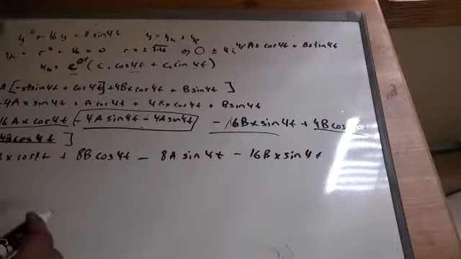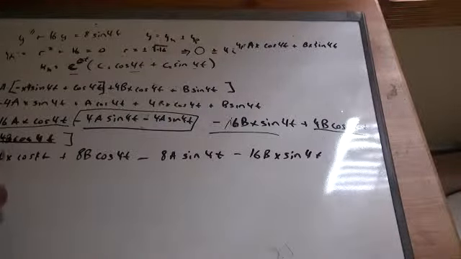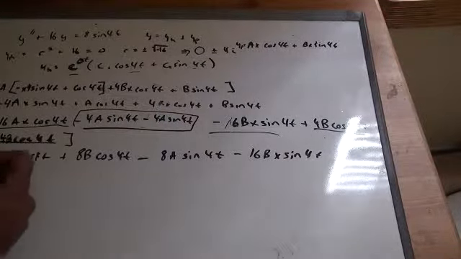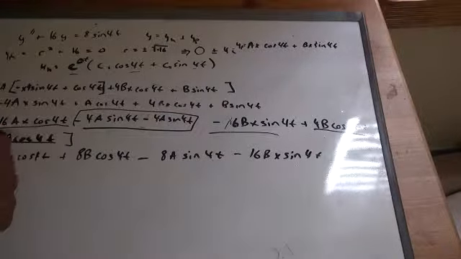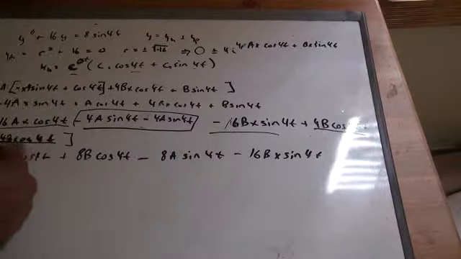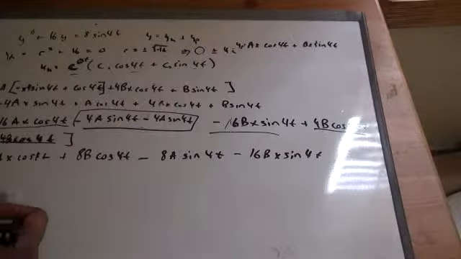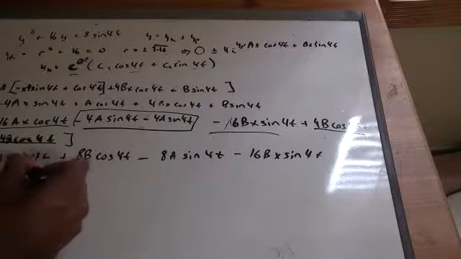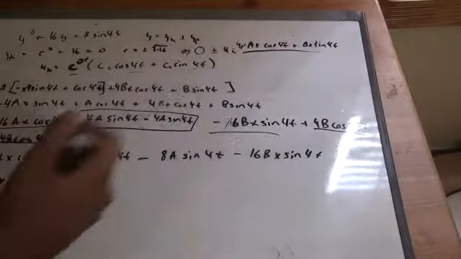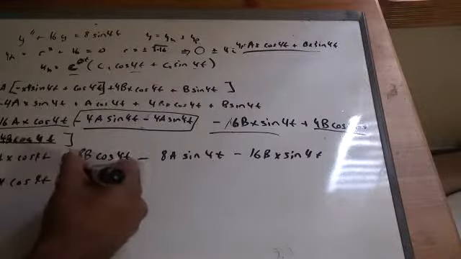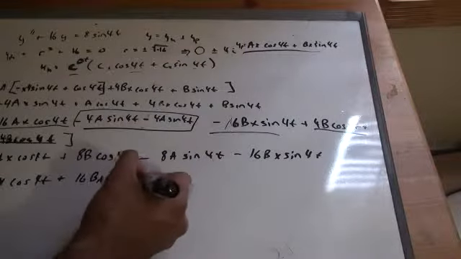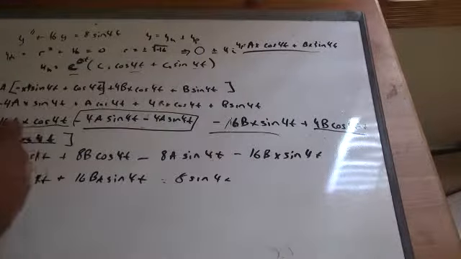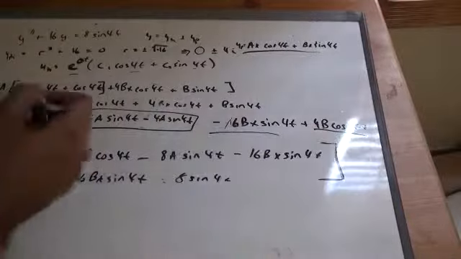Now substitute y double prime and y back into the original equation. We get, to save space, I'm just going to add 16 times y, which is going to be 16ax cosine 4t plus 16bx sine 4t equals 8 sine 4t. Again, we have this entire thing equating to this.